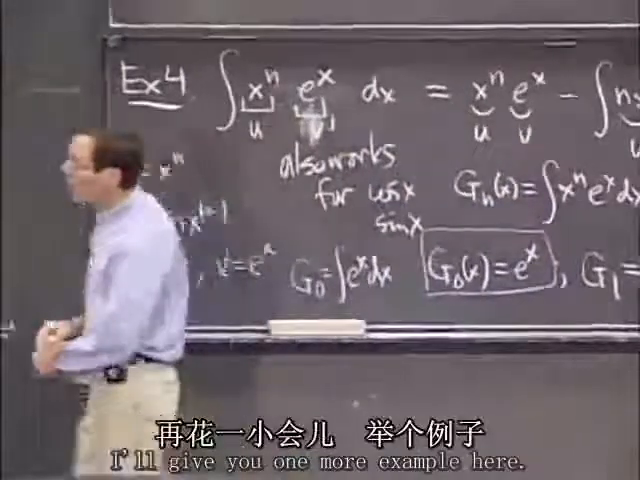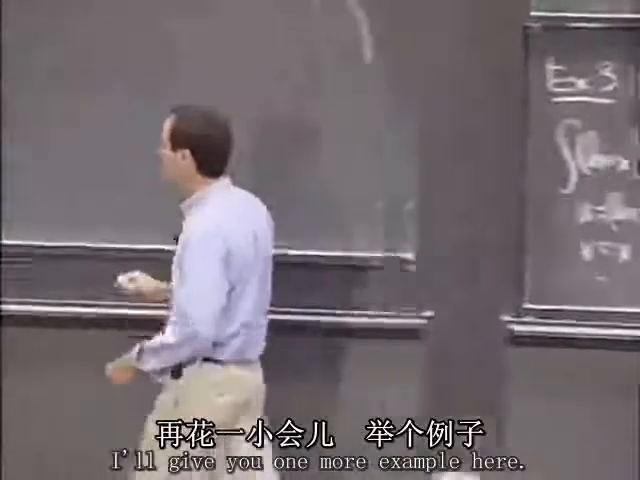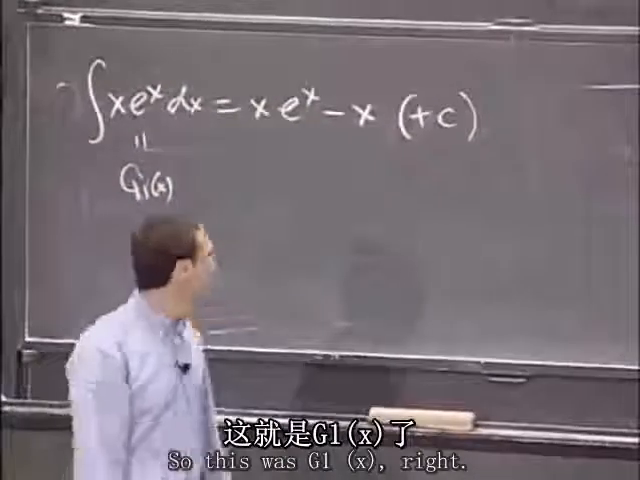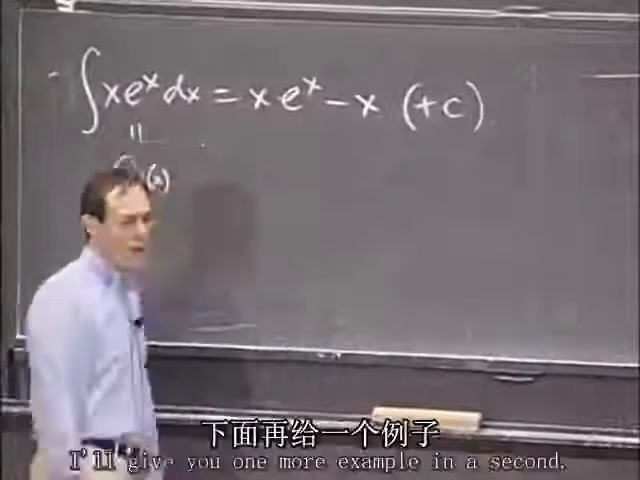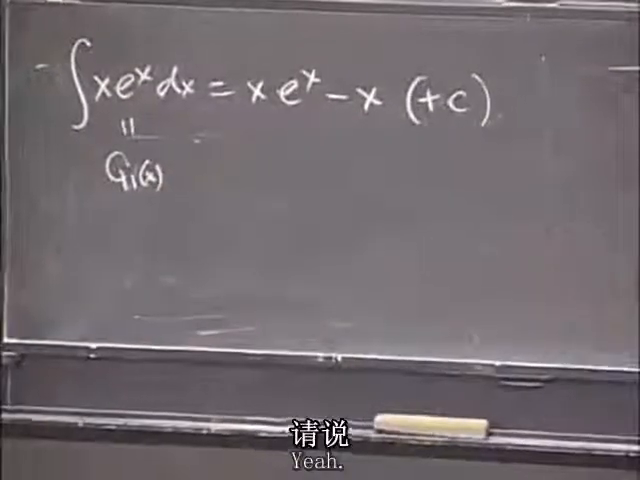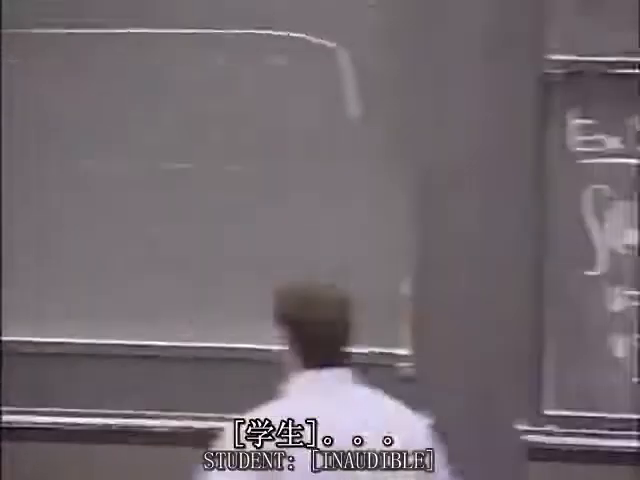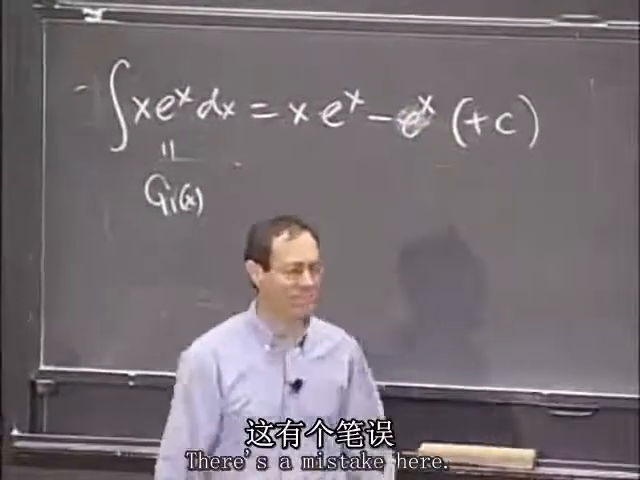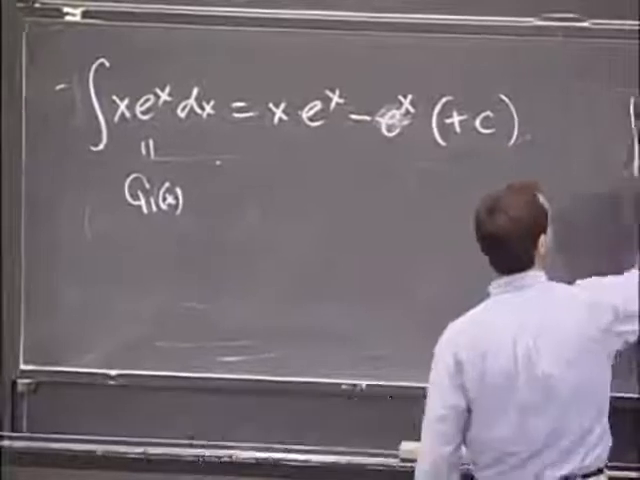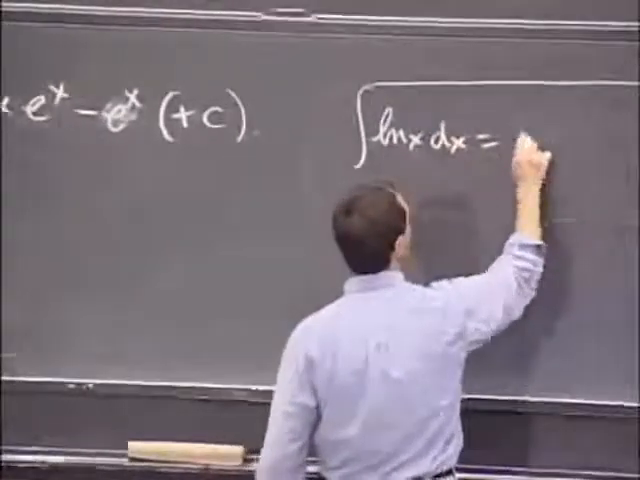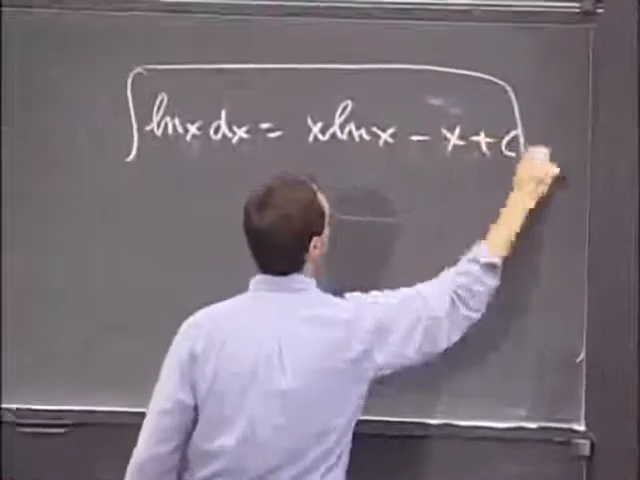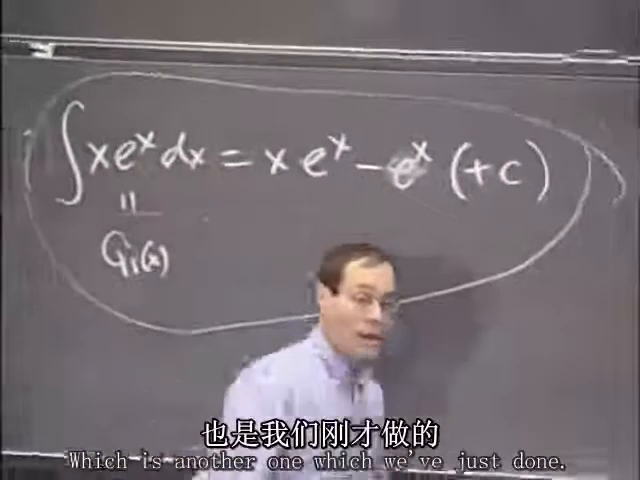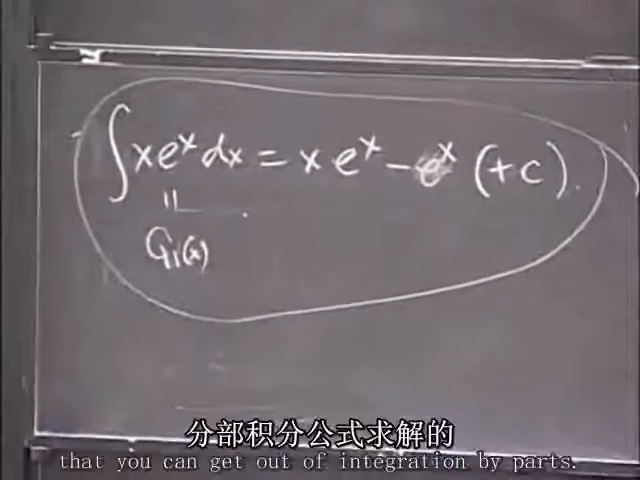I'll give you one more example here. So this was g1 of x, right? I'll give you one more example in a second. Thank you. There's a mistake here. That's bad. I was thinking in the back of my head of the following formula, which is another one which we've just done. All right, so these are the types of formulas that you can get out of integration by parts.